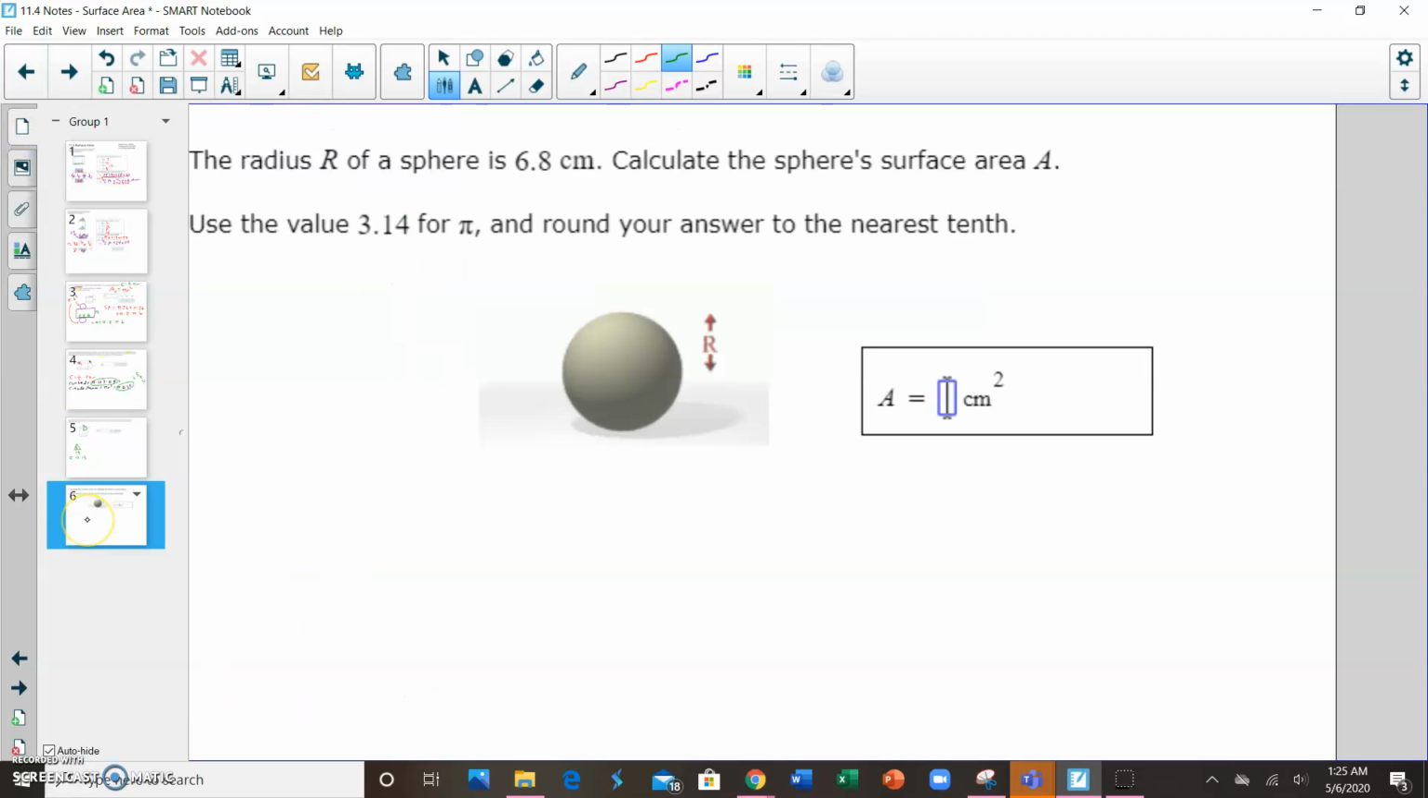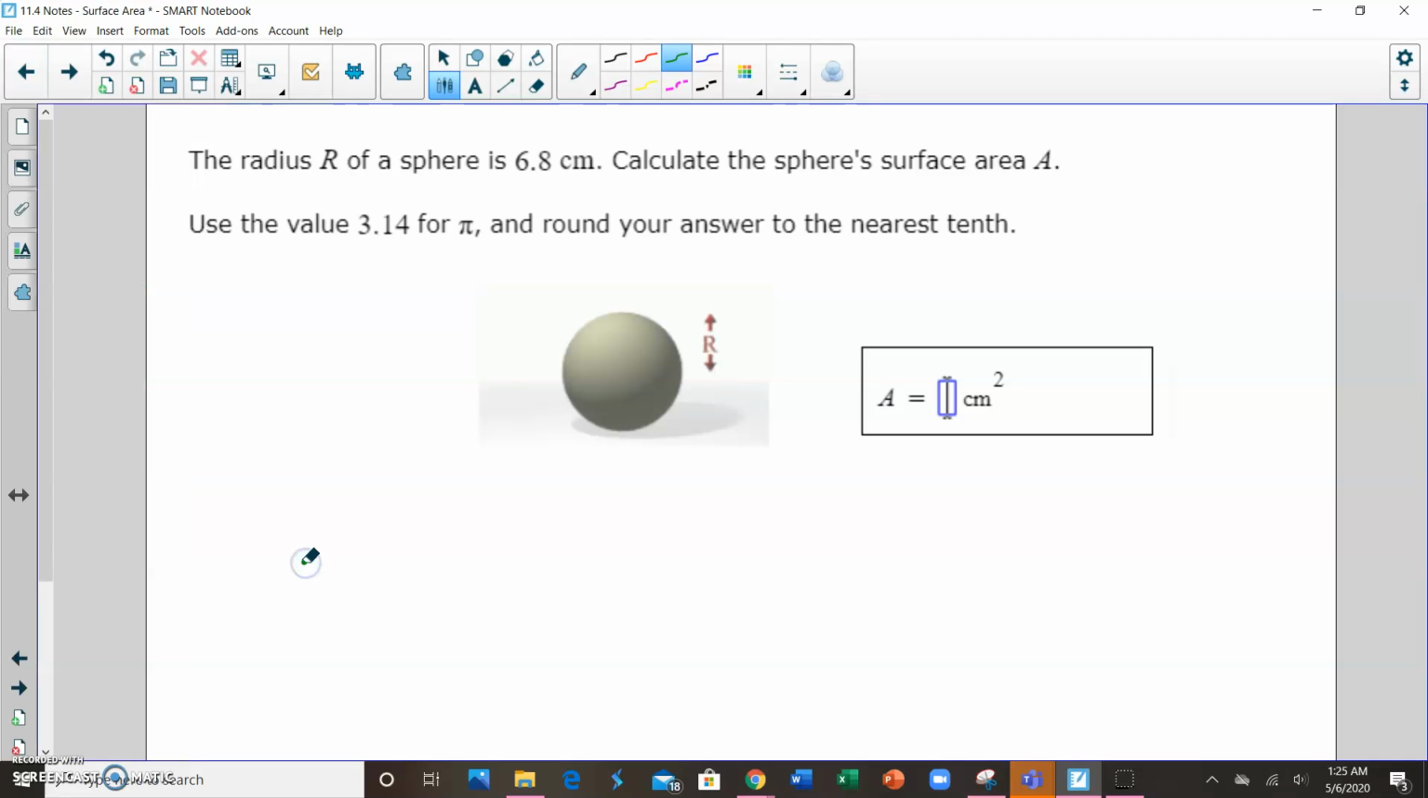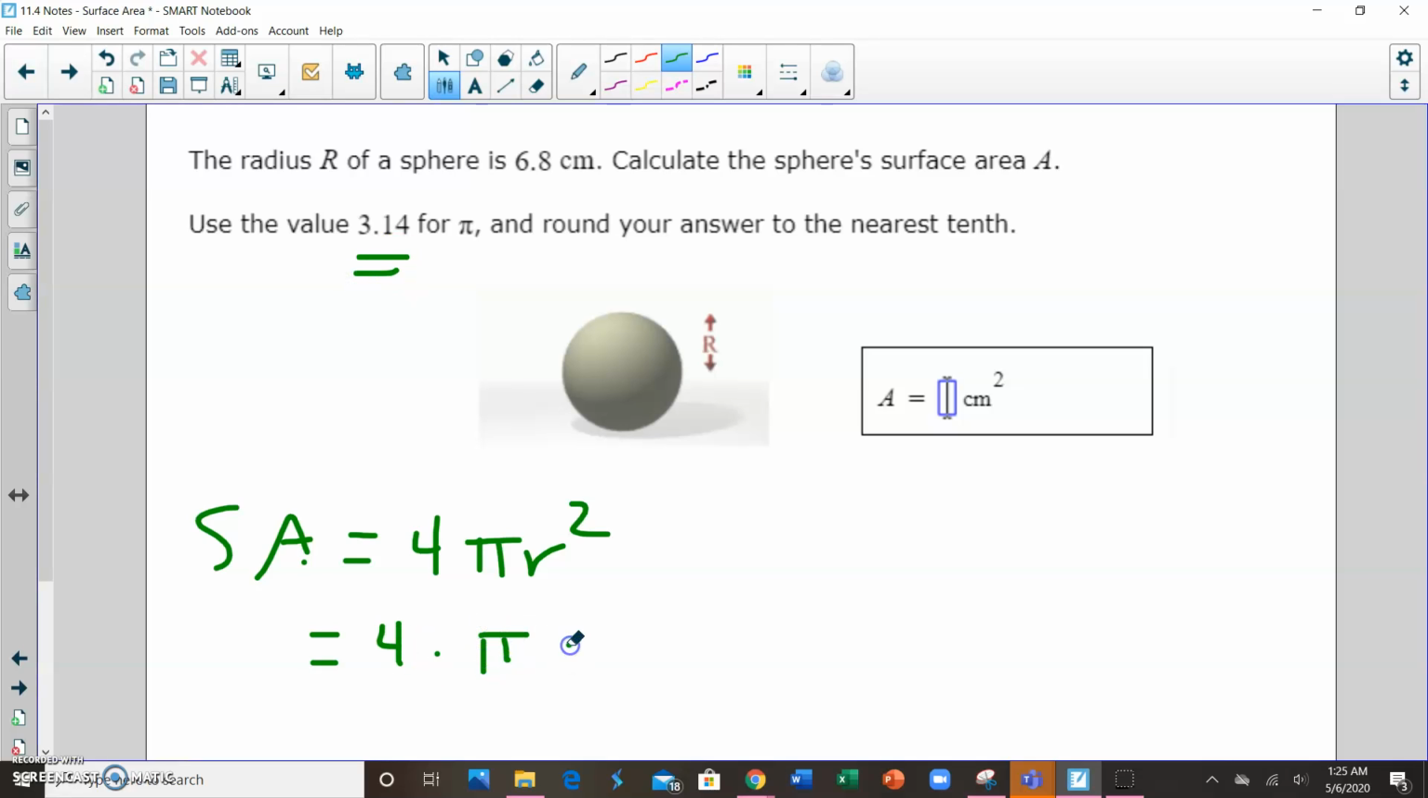Okay, the last one, you need a formula for this one, is calculating the surface area of a sphere. The surface area of a sphere is 4 pi r squared. So that then is going to be 4 times pi, which you're going to put in 3.14 again, times r squared. And it says the radius is 6.8, and you're only squaring the 6.8, not the entire equation. And then you're putting in 3.14 for pi.